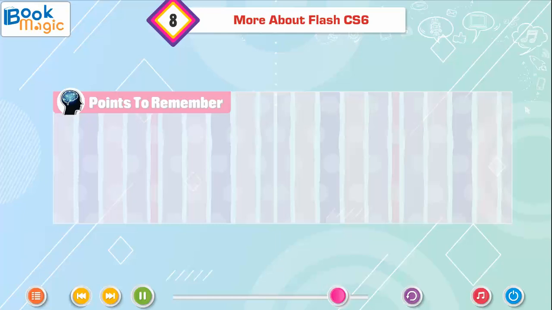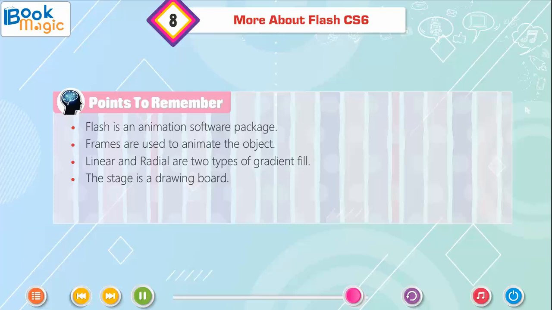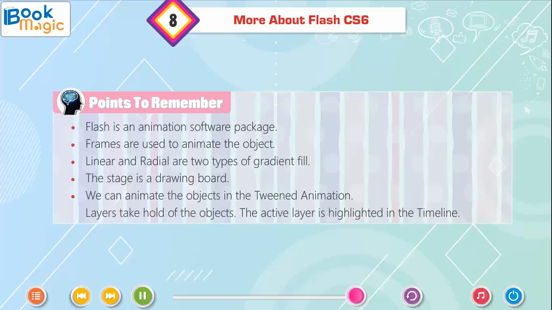Points to remember. Flash is an animation software package. Frames are used to animate the object. Linear and radial are 2 types of gradient fill. The stage is a drawing board. We can animate the objects in the tweened animation. Layers take hold of the objects. The active layer is highlighted in the timeline.